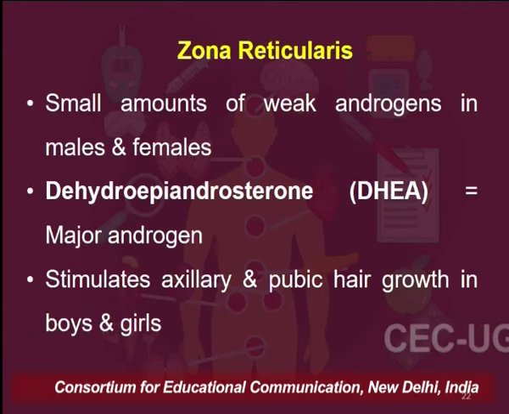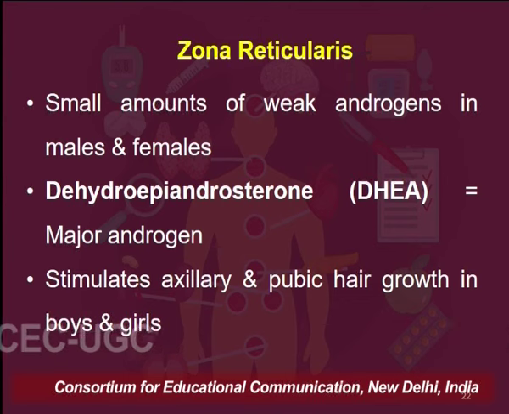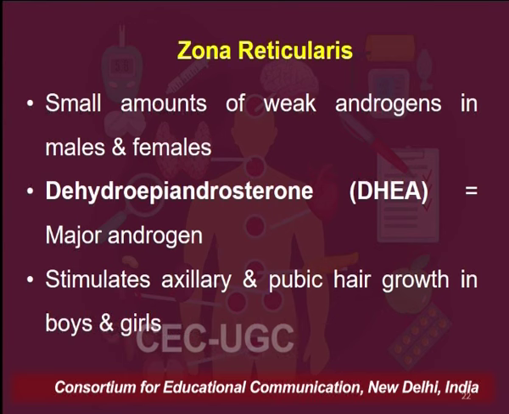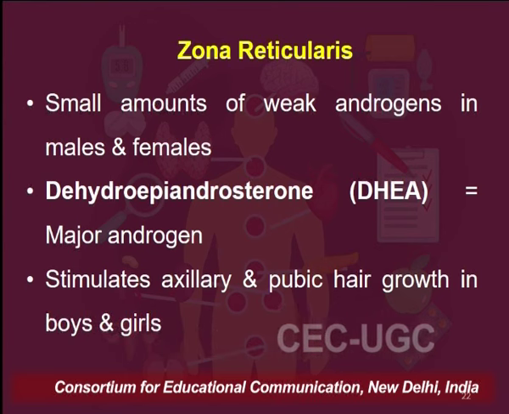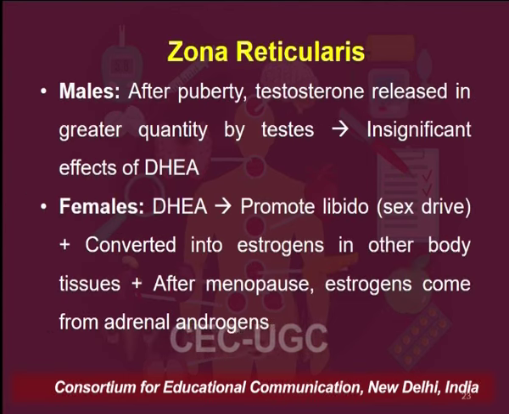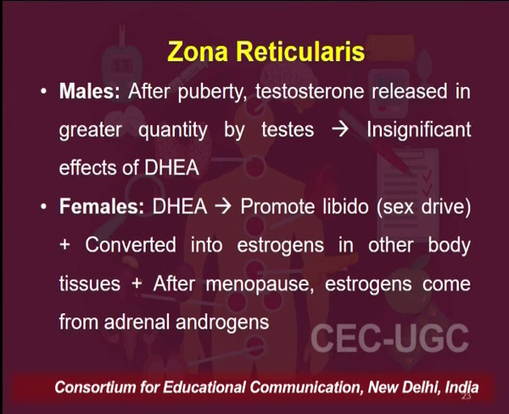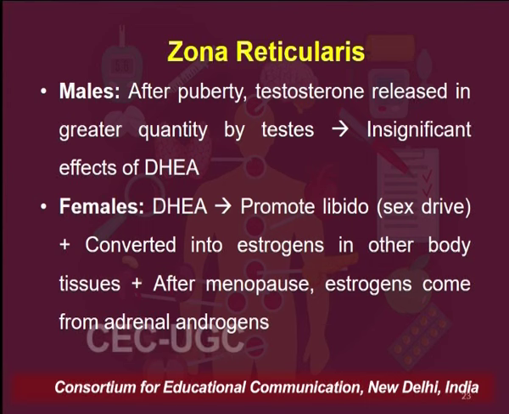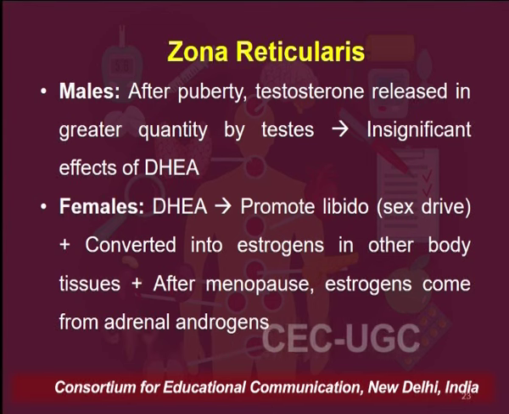Coming on to the last part of the adrenal cortex, that is the zona reticularis. So, it produces small amounts of weak androgens in both the sexes, that is dehydroepiandrosterone, which is the major androgen, and it stimulates axillary and pubic hair growth in boys and girls. Now, in case of males, what has been observed is that after puberty, testosterone is majorly released by the testes, and therefore the role of DHEA becomes insignificant.